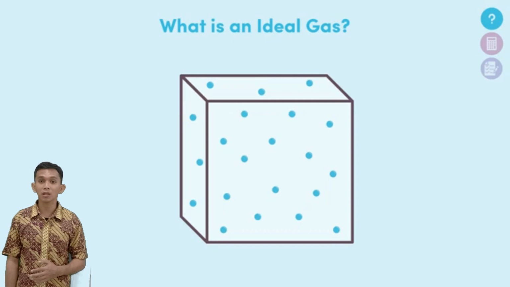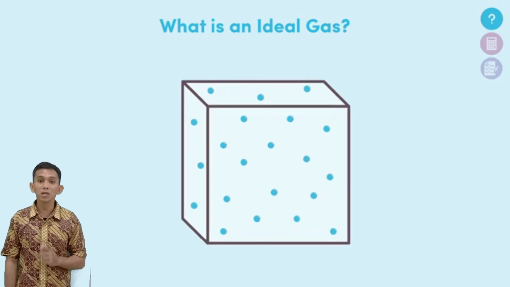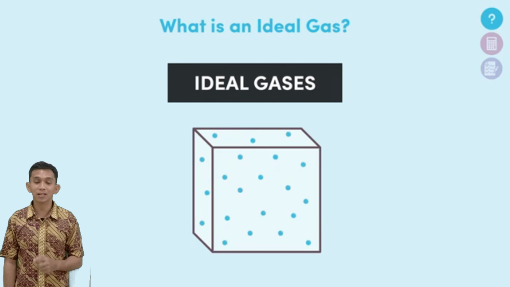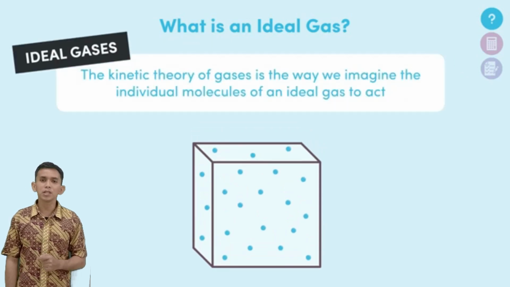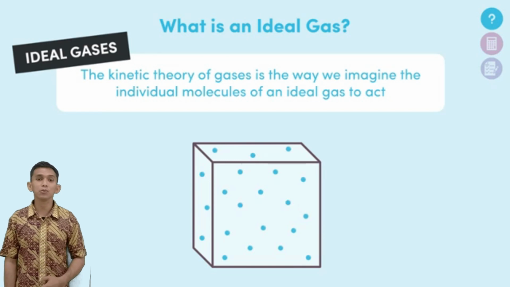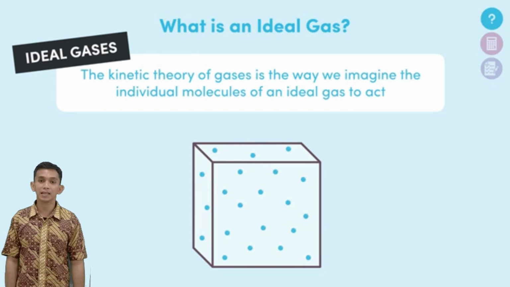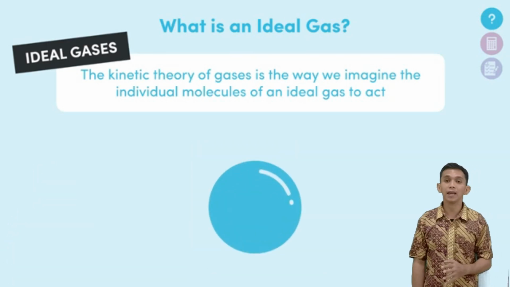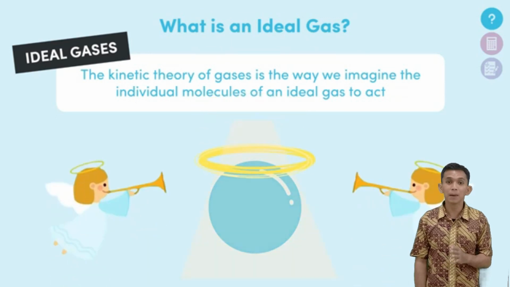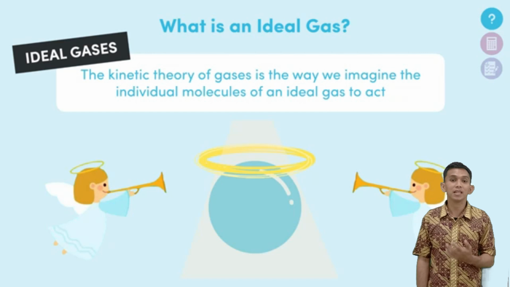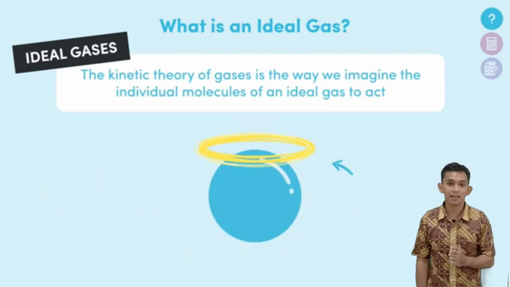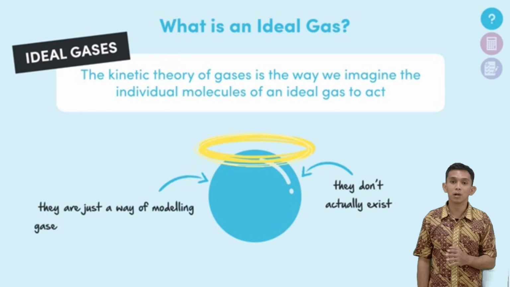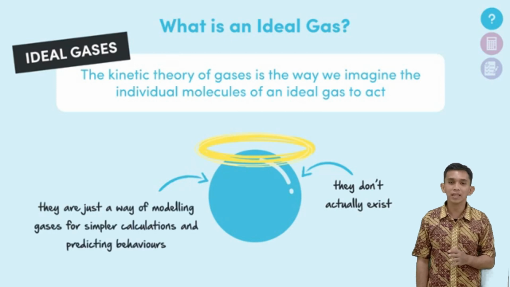So if we are going to be talking about the ideal gas equations, we should probably know what an ideal gas actually is. Well, the good news is that you pretty much already know, since we've been talking about the kinetic theory of gas and all of its assumptions about how gas behaves. The gas that we've been talking about is ideal gas. What I mean by this is that the kinetic theory of gas is the way we imagine the individual molecules of an ideal gas to act, as opposed to a real one.